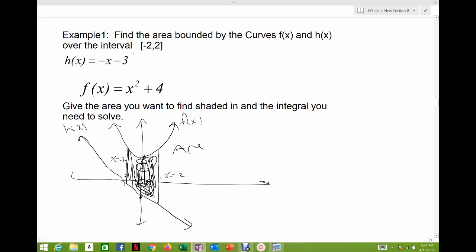Alright, and this is the area I'm looking at, the area under the integration. So that's my area, which again, I can solve with two integrals. My f of x is obviously the bigger function, right? It's above my h of x everywhere. And so I could integrate from -2 to 2 of my x squared plus 4, and then subtract away integrating my smaller function, which is the -x minus 3.